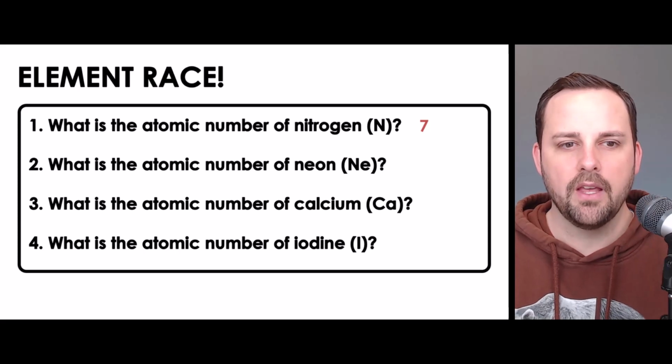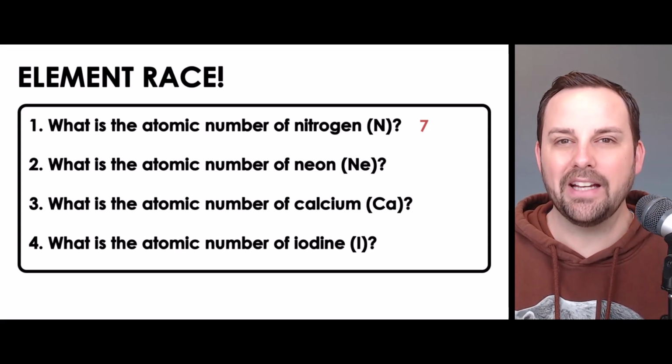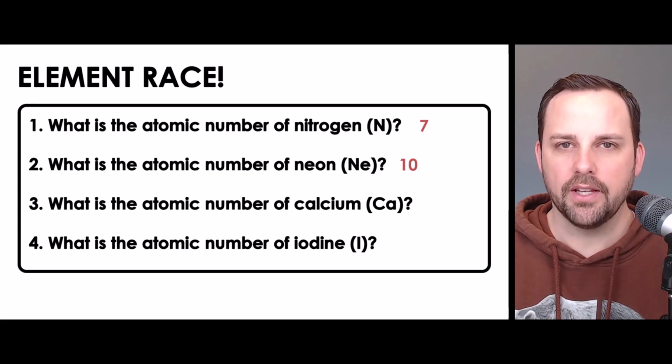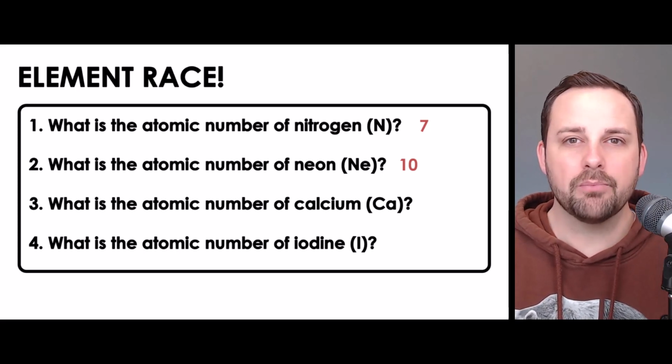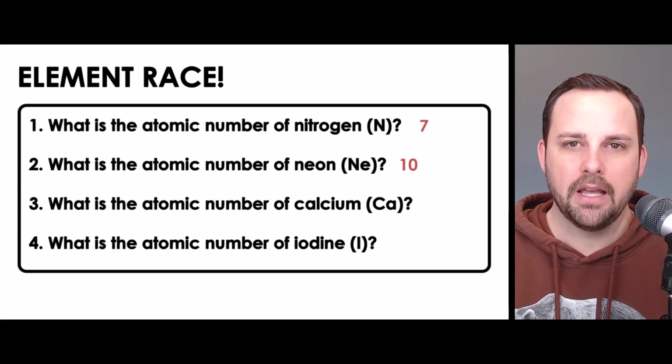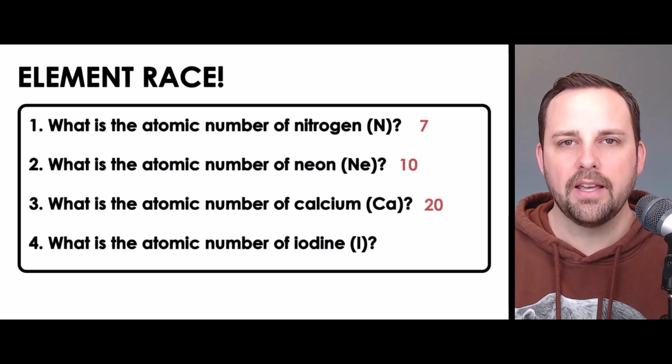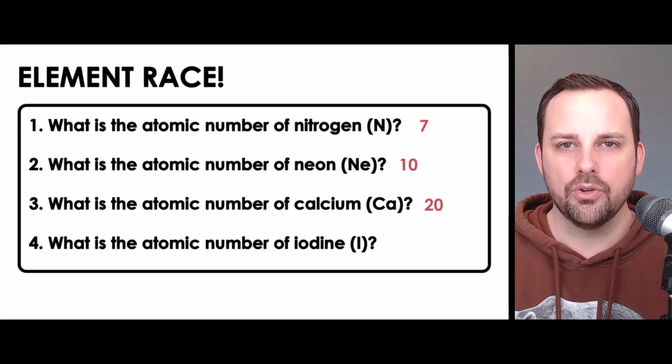Question number 2, what is the atomic number of neon? The correct answer is 10. Once again, that tells us that neon will always have exactly 10 protons in the nucleus. If it has something other than 10 protons, then it's not neon. Question number 3, what is the atomic number of calcium? The correct answer is 20. That means that calcium always has 20 protons in the nucleus of the atom.